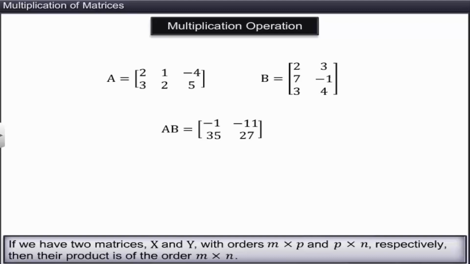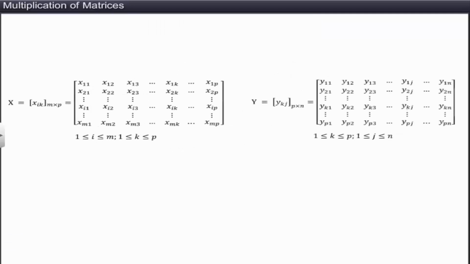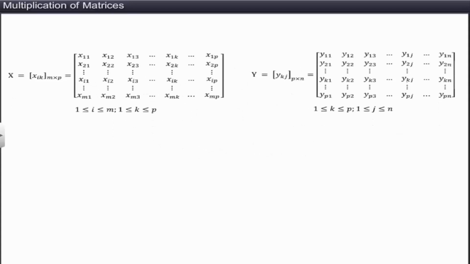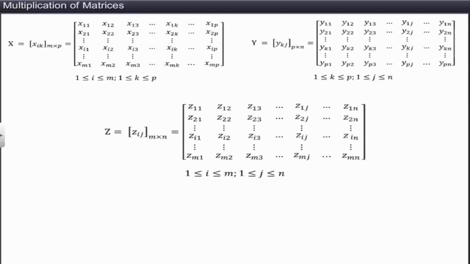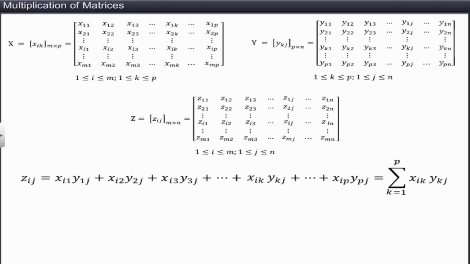We can generalize the discussion. Let X be a matrix of order m by p and Y be a matrix of order p by n. Let the product of these matrices be equal to matrix Z, which is of the order m by n. Each element of matrix Z is given by the expression shown. In the expression, Zij represents the element in the ith row and the jth column of matrix Z. This is obtained by multiplying the ith row of matrix X with the jth column of the matrix Y.